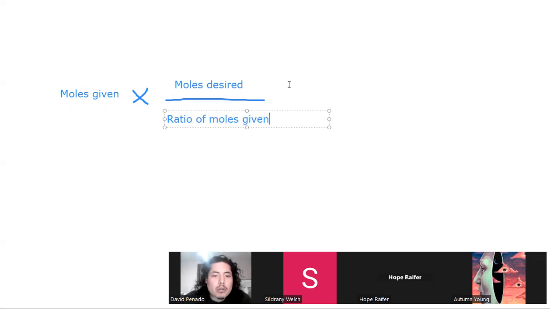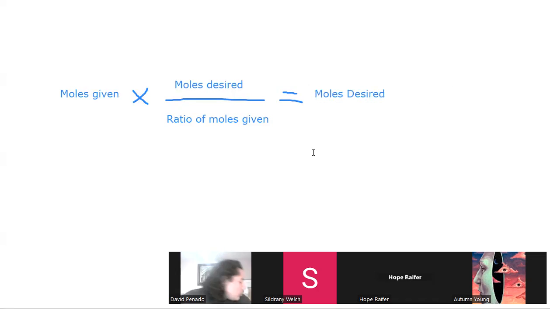All right? And that will equal your moles desired. Did anyone get this answer? So this is the answer for question number 7. It's moles given, moles desired, ratio of moles given, and that equals moles desired.